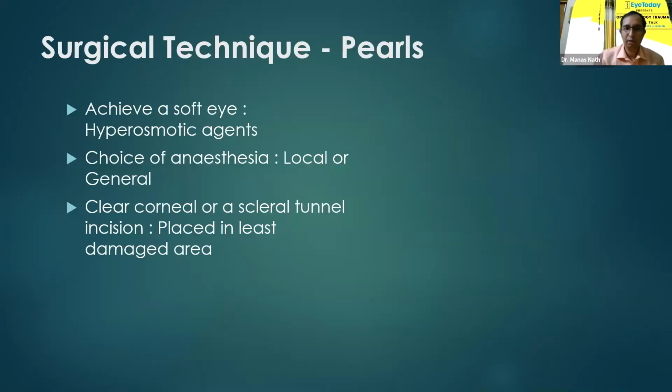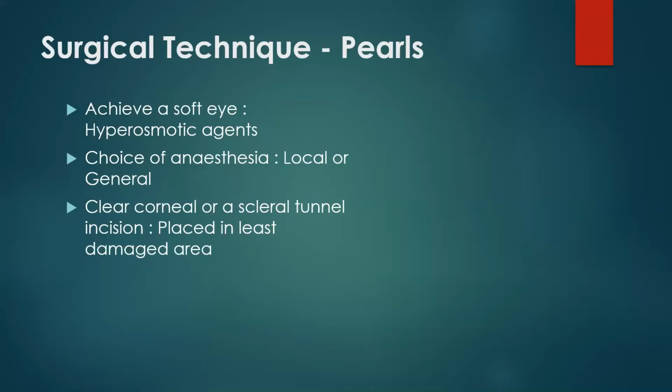So the intraocular pressure is controlled with your antiglaucoma medications, and sometimes it's better to achieve a soft eye in the intraoperative period by shrinking the vitreous with hyperosmotic agents. Choice of anesthesia can be either local or general, but general anesthesia is preferred for penetrating injury cases.